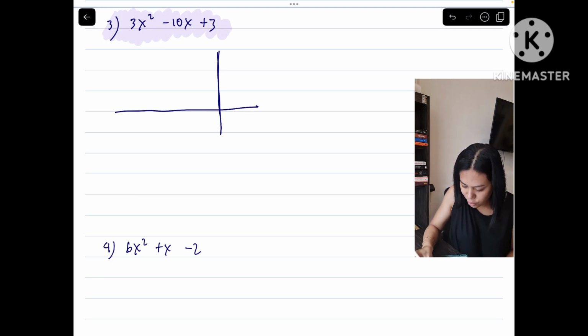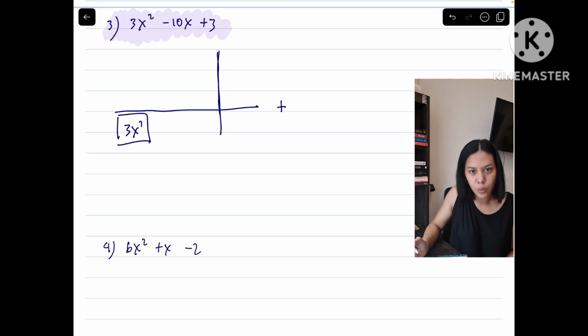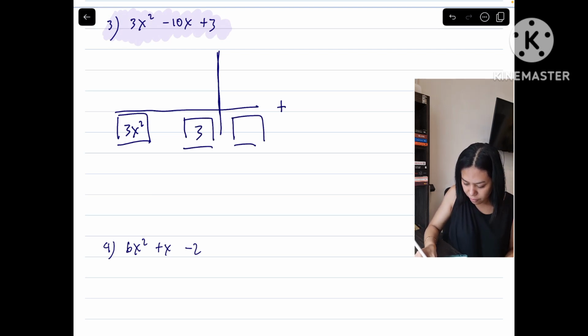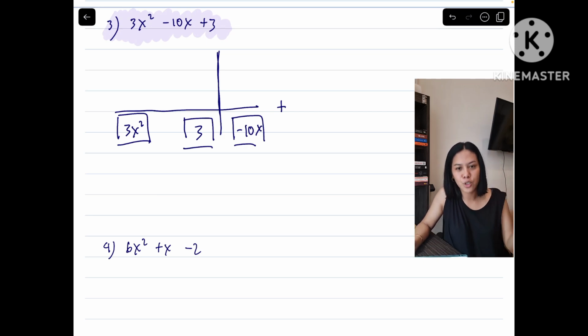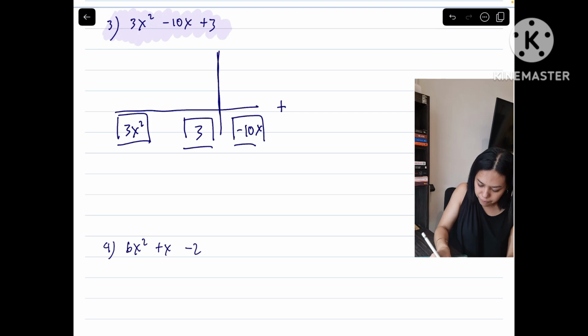Okay, don't forget to put the plus. Do you remember what to put here? Yep, 3x squared. Do you remember what to put here? Yep, it's 3. And then the last bit is negative 10x. Two numbers that multiply to equal 3x squared, it's pretty easy. 3x and x or x and 3x, it doesn't matter. I'm going to put 3x on top.